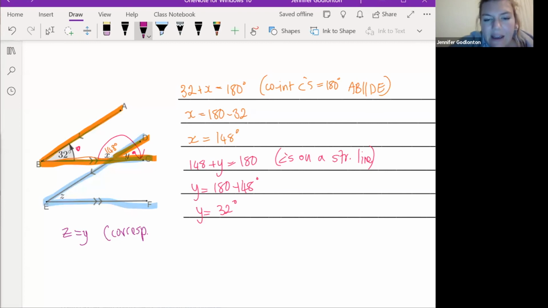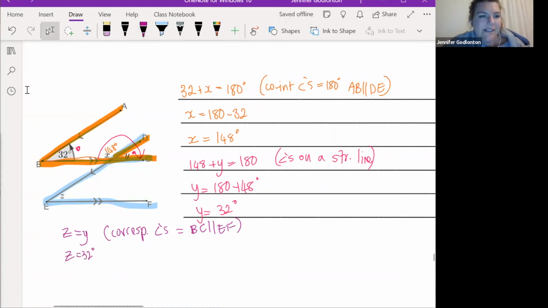Perfect. What lines are parallel? BC and EF. Good. Okay, and we know that Y is equal to 32, so we can just say Z is 32 degrees. Awesome. You can also do alternate angles if you find vertically opposite for Y. Yes, absolutely. If you said that this was 32 degrees, you could definitely do alternate angles.